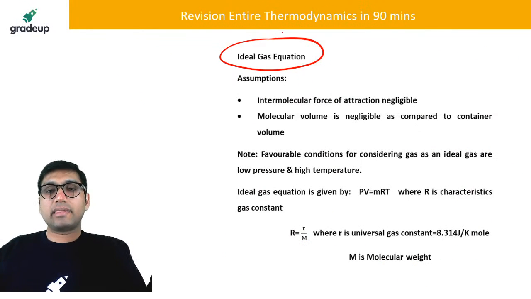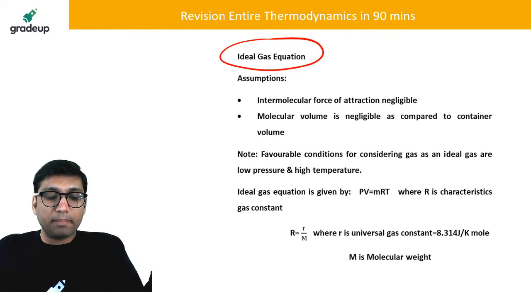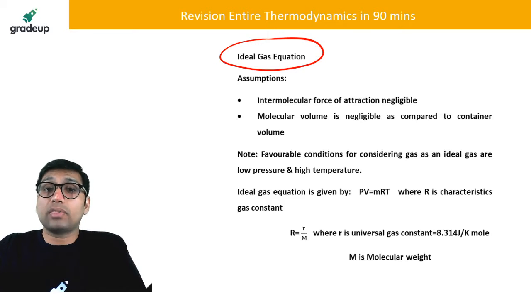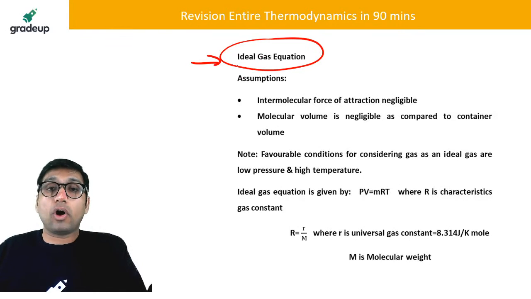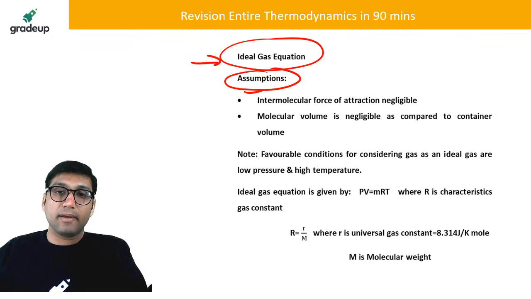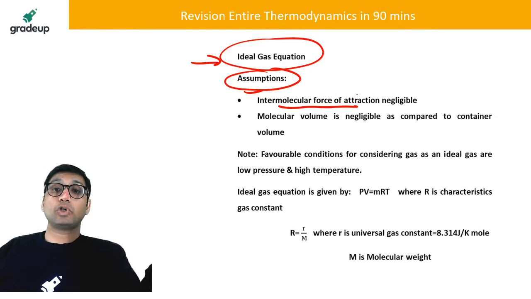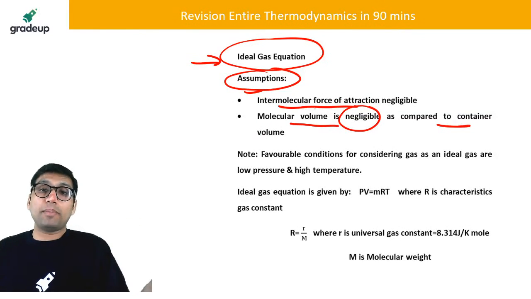Now let's come to the ideal gas equation. It is very important. Generally the gases are real. Real means they do not follow the ideal gas equation. For example, in fluid mechanics, you study real fluids and ideal fluids. Ideal fluids follow some assumptions: zero viscosity, zero surface tension, and they are incompressible. In the same manner, a gas will be called an ideal gas if it follows some assumptions. These assumptions are: intermolecular force of attraction between the gas molecules should be totally negligible, and molecular volume should be negligible as compared to the container volume in which the molecules have been kept.